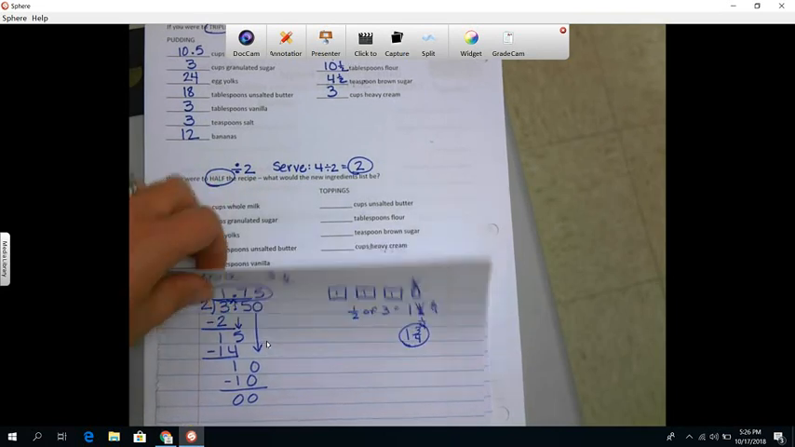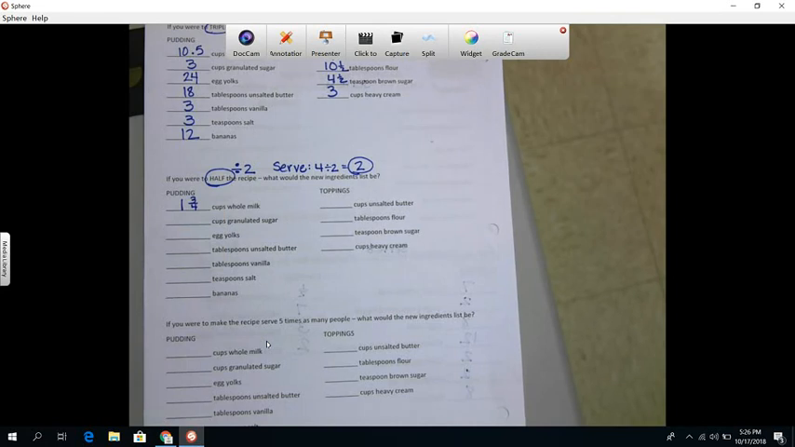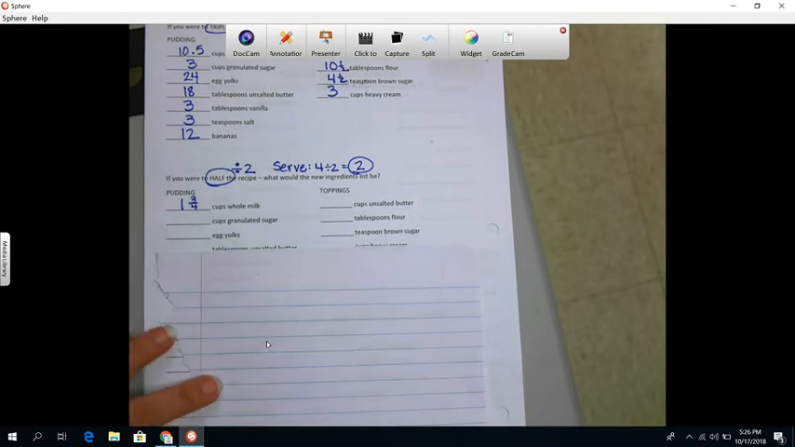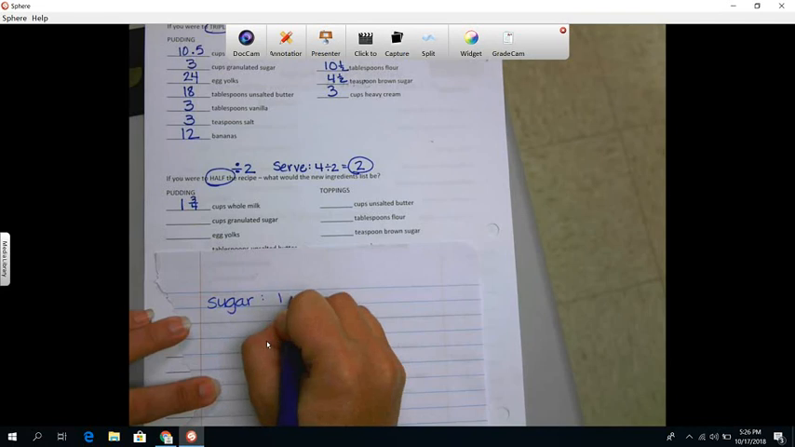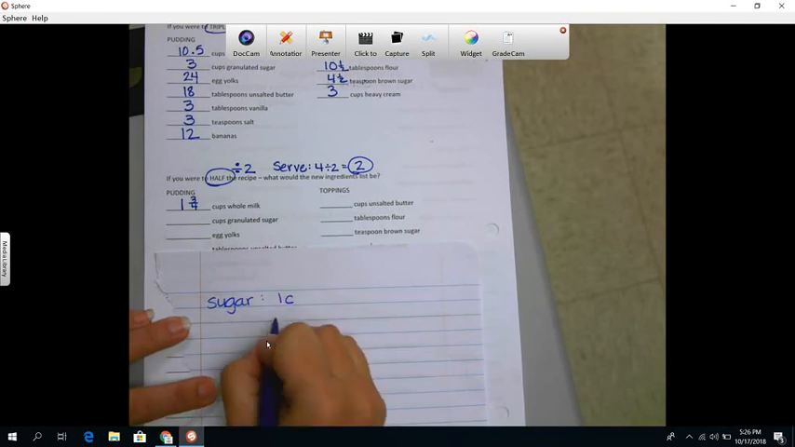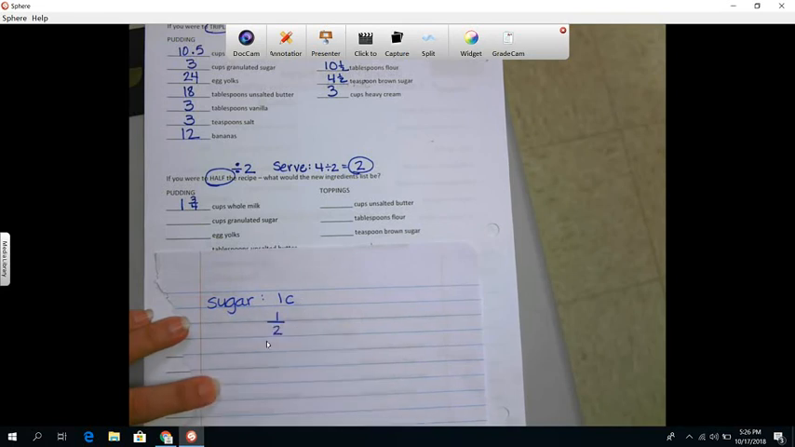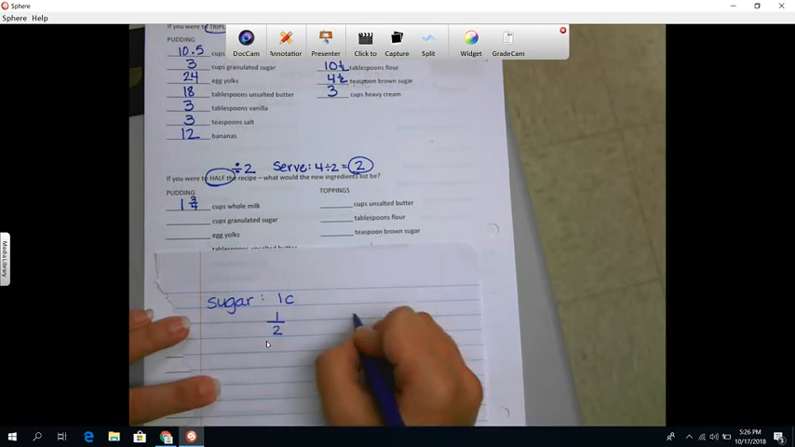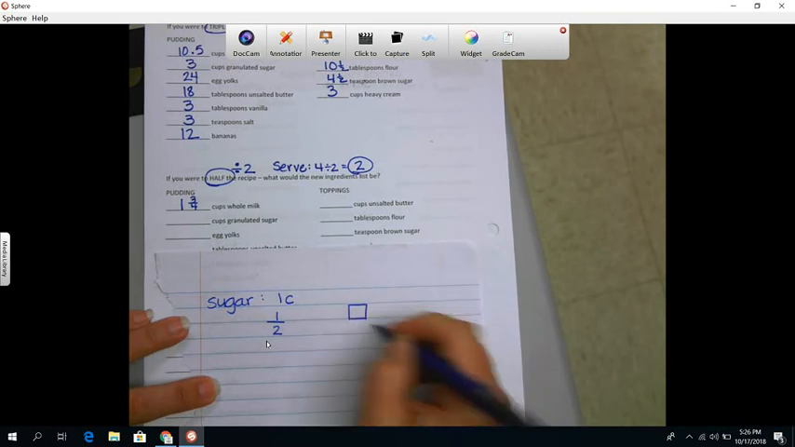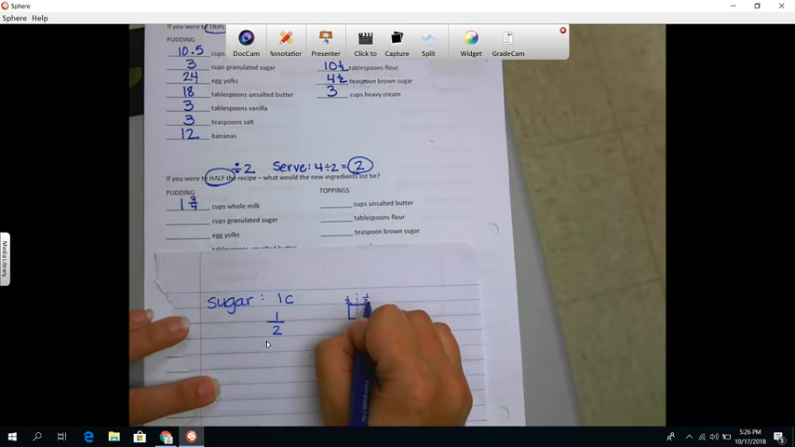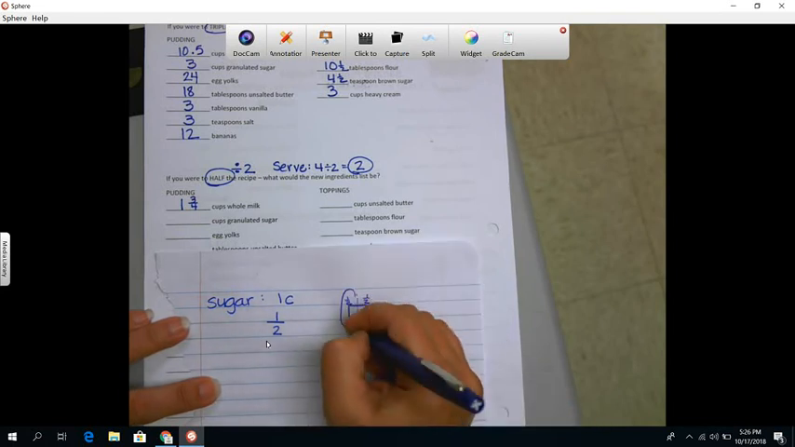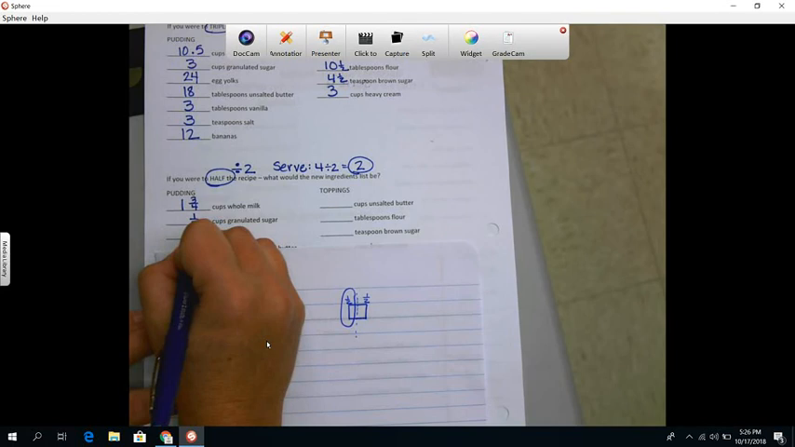Okay, so here's our next one. Our next one is sugar. Remember, for sugar, we had 1 cup. So now we have half of a cup because 1 divided by 2 equals 1/2. If I have a cup and I split it in 2, we would have 1/2 here and 1/2 here. And so you can see that this would make 1/2 cup of sugar.